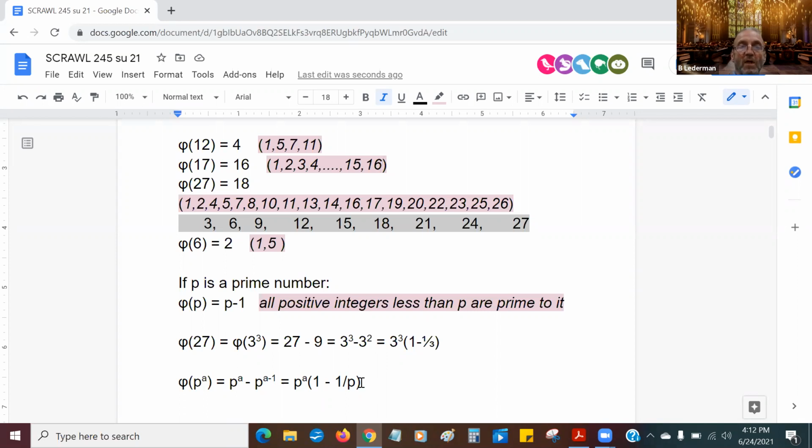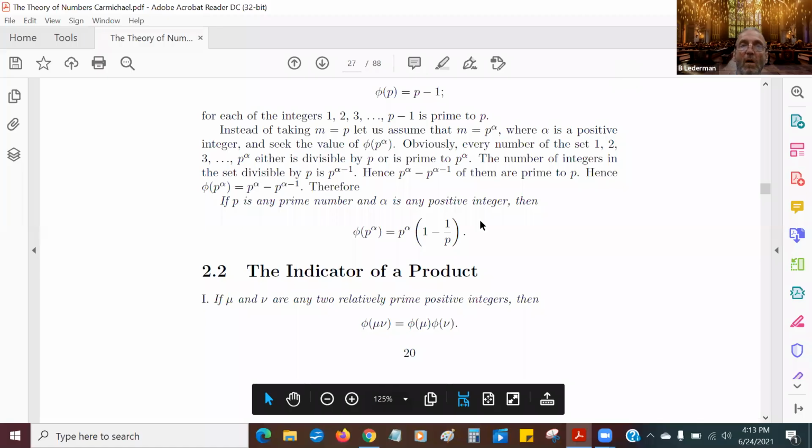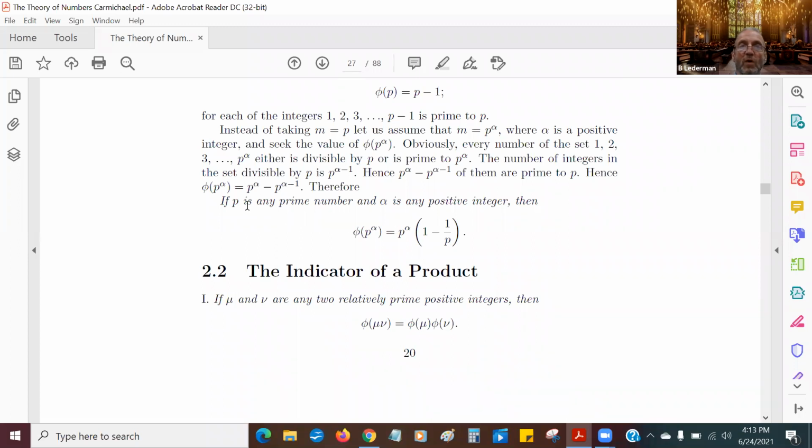So I have this form, and let me just note that fact that p is a prime. This formula holds when p is a prime. And that's the last formula in 2.1. If p is any prime number and alpha is any positive integer, then phi of p to the alpha is equal to p to the alpha times 1 minus 1 over p.